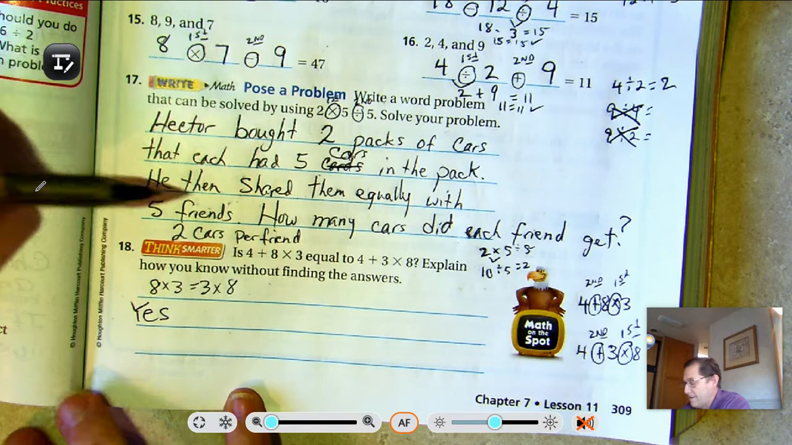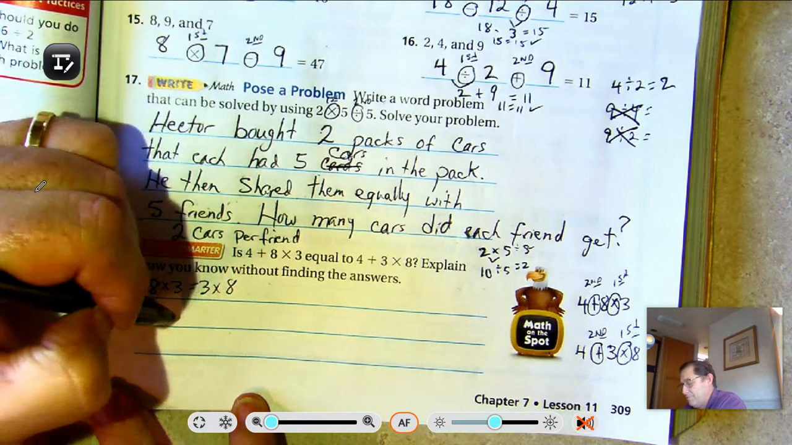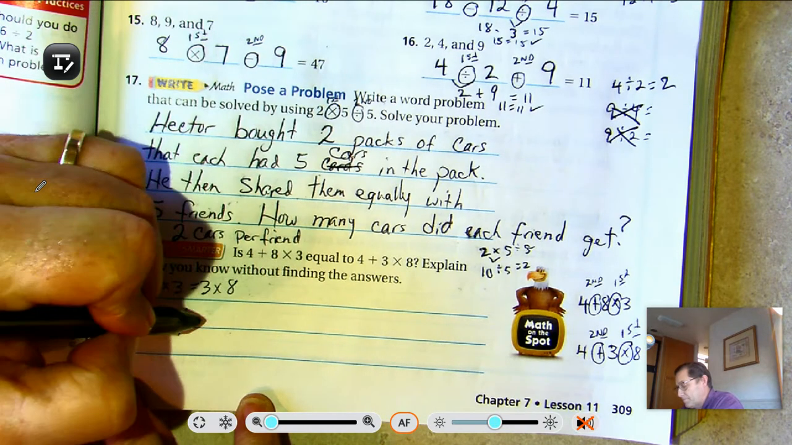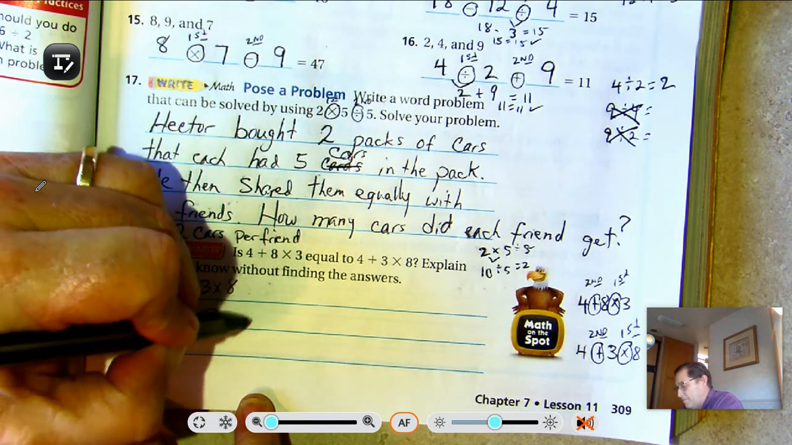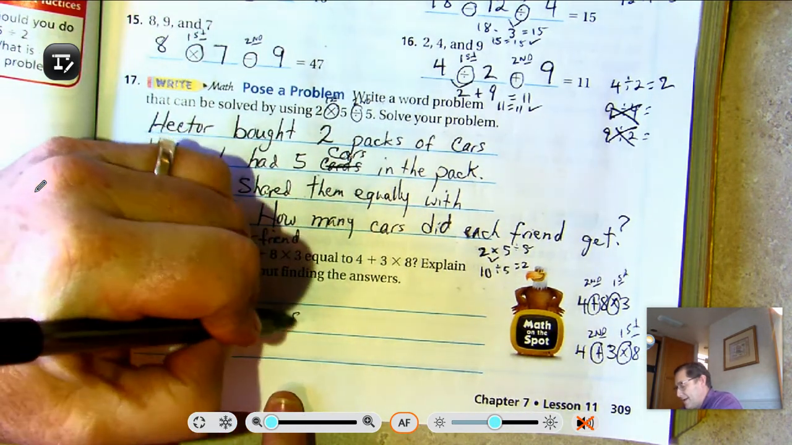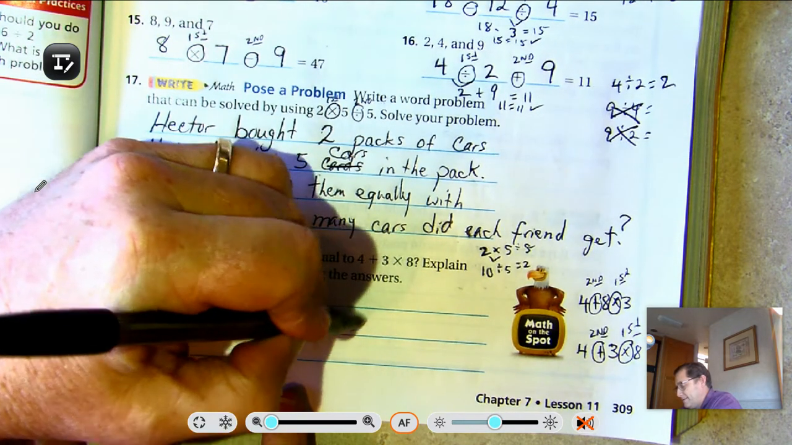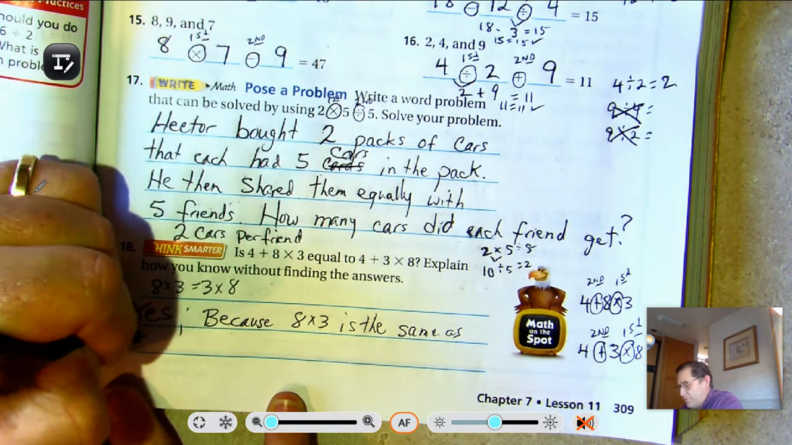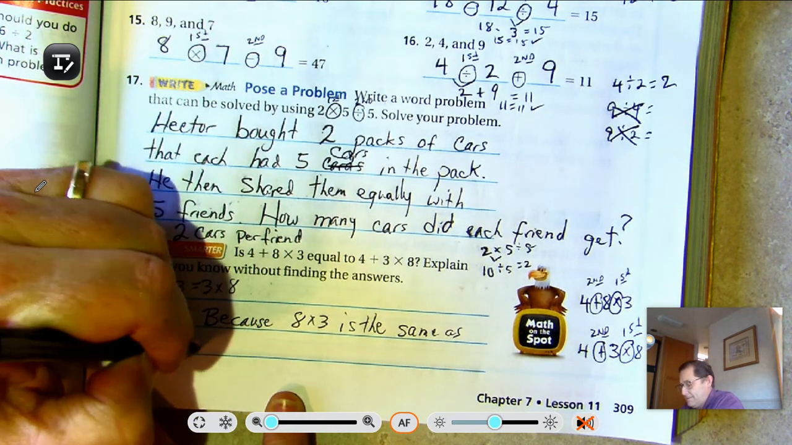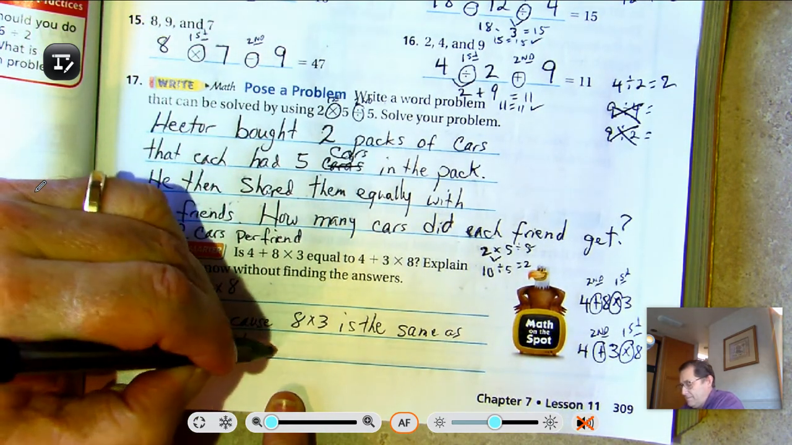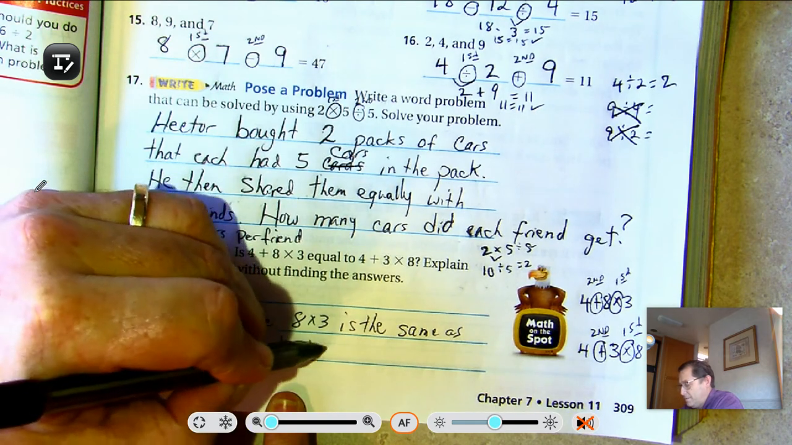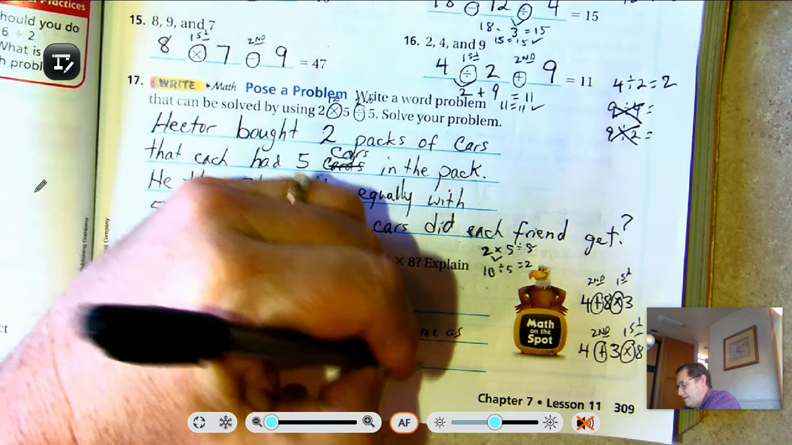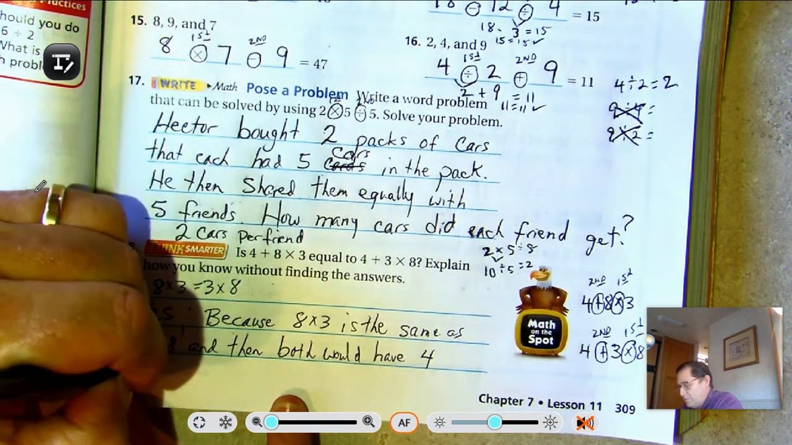Yes, because we have to find it without finding the answer. So yes, because 8 times 3 is the same as 3 times 8, and then both would have 4 added to it. 4 added to the product.